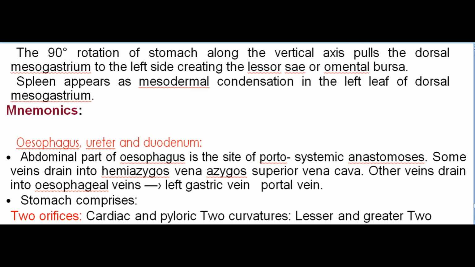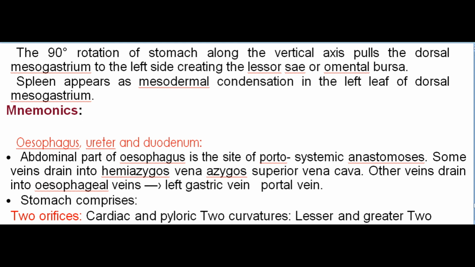Mnemonics: esophagus, ureter, and duodenum. Abdominal part of the esophagus is the site of portosystemic anastomoses. Some veins drain into hemiazygos, azygos vein, superior vena cava. Other veins drain into esophageal veins, left gastric vein, portal vein.